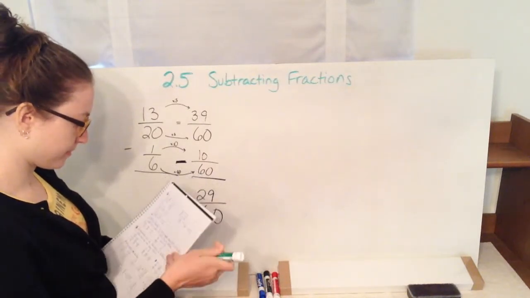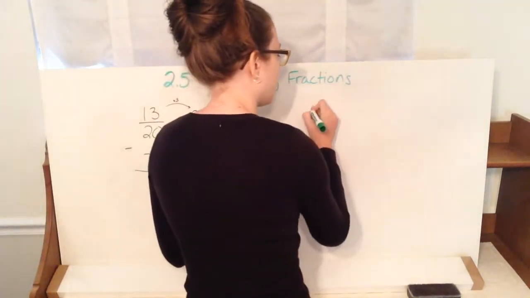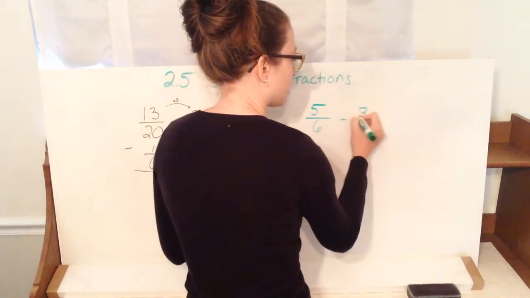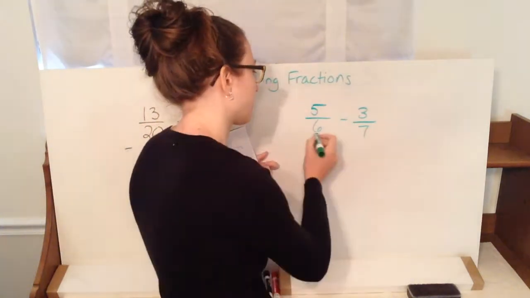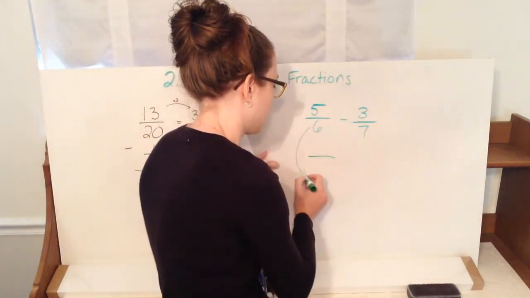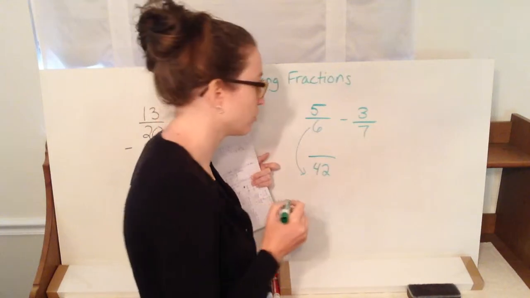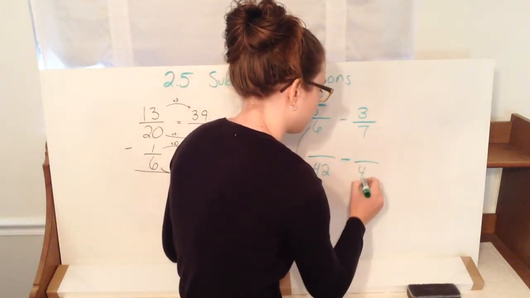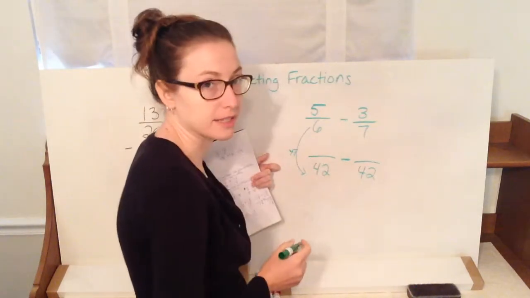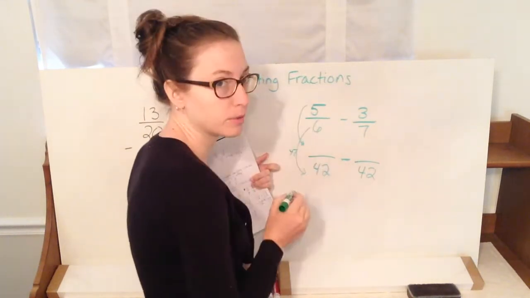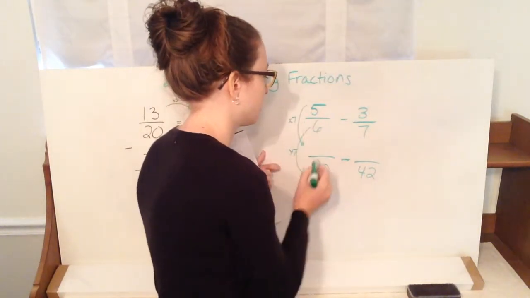Another example, 5/6 minus 3/7. 5/6 minus 3/7. 6 and 7 are not the same, so we need to make them the same. 6 and 7, the least common multiple is 42. How did I go from 6 to 42? I multiply by 7, so I must do the same thing to the numerator in order for this fraction to still be mathematically equivalent. Times 7 is 35.